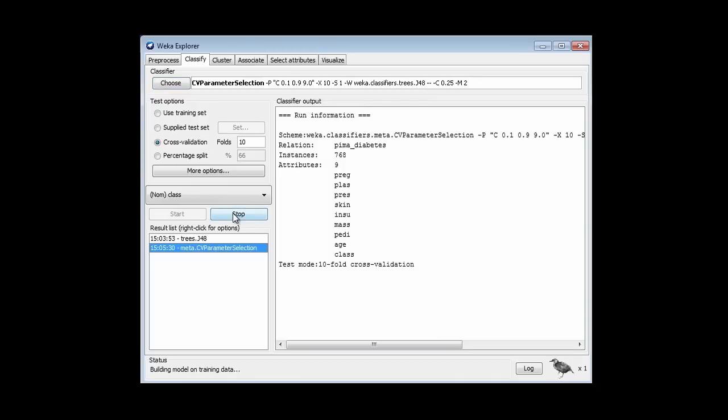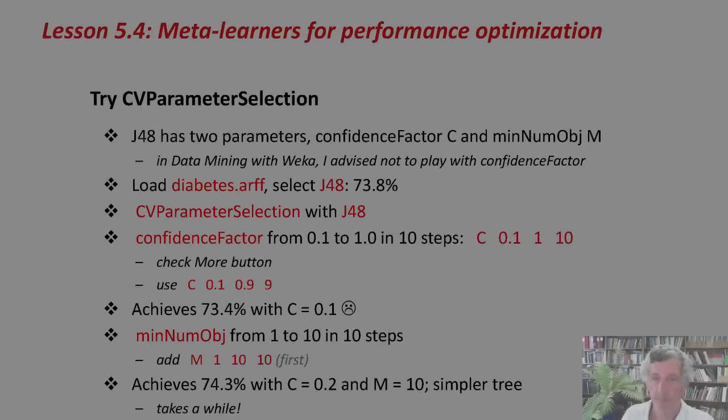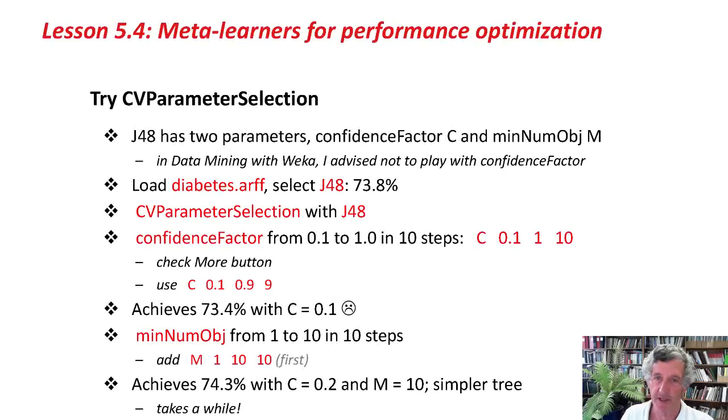It will take quite a long time. I'm going to stop it now. And I'm going to be disappointed, because actually I'm going to get worse results. It'll choose a value of C as 0.1 instead of the default of 0.2, and it's going to get slightly worse results, 73.4. Well, I'm going to get better luck with minNumObj, the other parameter, which is called M.